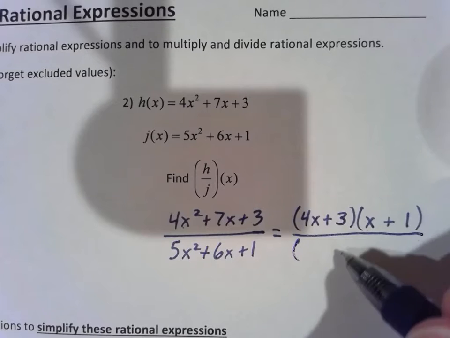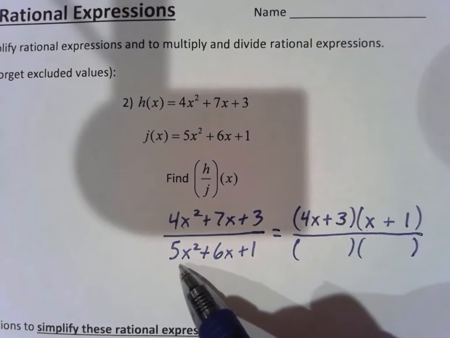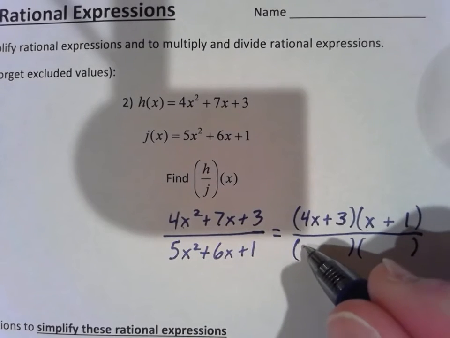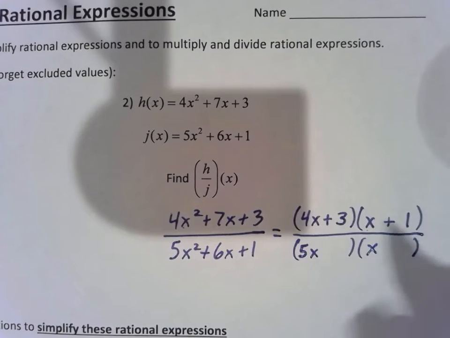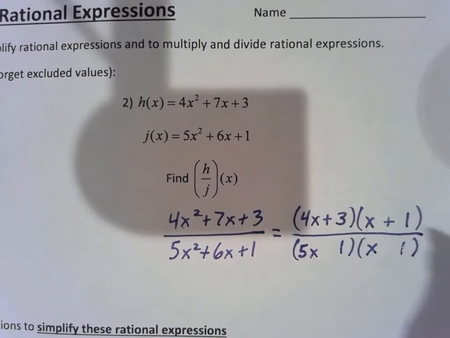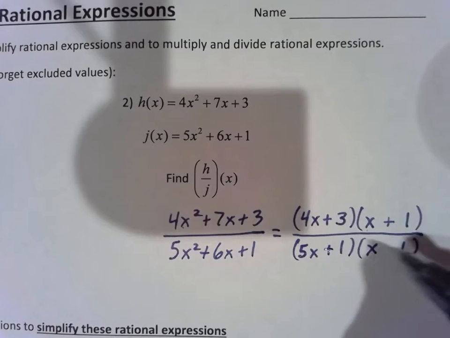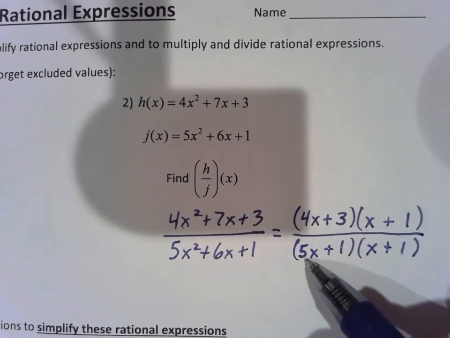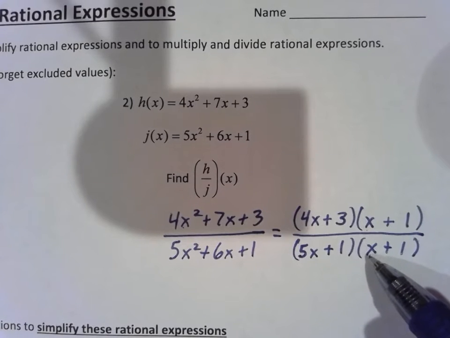On the bottom, I don't see any common factors, so I know the first two terms have to multiply to get 5x squared. Well, the only way to multiply to get 5 is 5 times 1. The last two terms have to multiply to get 1, 1 times 1. And since everything is positive, I don't have to worry about negative signs here. The middle term, 5x times 1 is 5x. 1 times x is 1x. 5x plus 1x is 6x. So that works also.